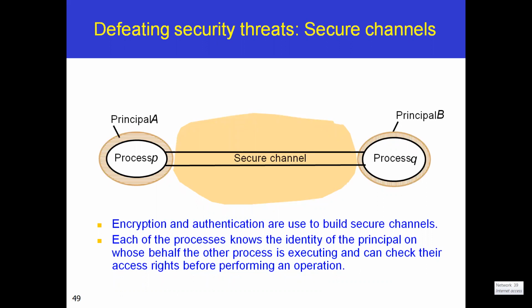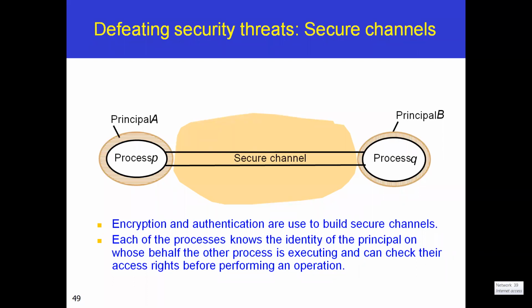Defeating security threats. This is secure channels. Here we have two users, principal A and principal B. Principal A is running process P, and principal B is running process Q. These need to communicate over a communication channel, and this communication channel must be secured.